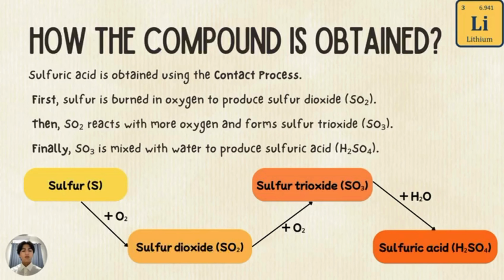How the compound is obtained. Sulfuric acid is obtained using the contact process. First, sulfur is burned in oxygen to produce sulfur dioxide. Then, sulfur dioxide reacts with more oxygen and forms sulfur trioxide. Finally, sulfur trioxide is mixed with water to produce sulfuric acid.